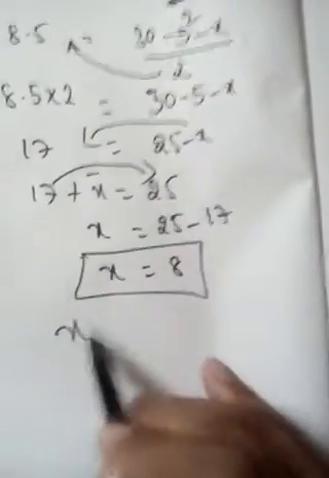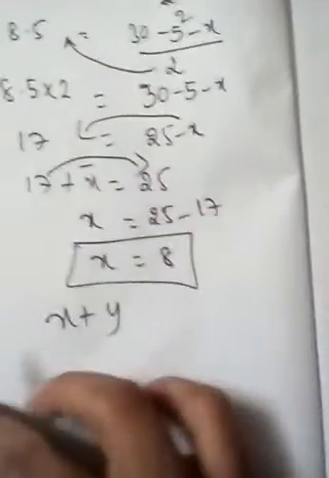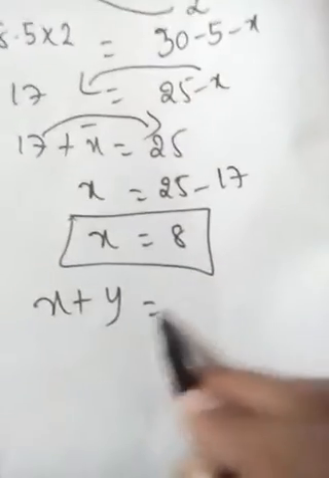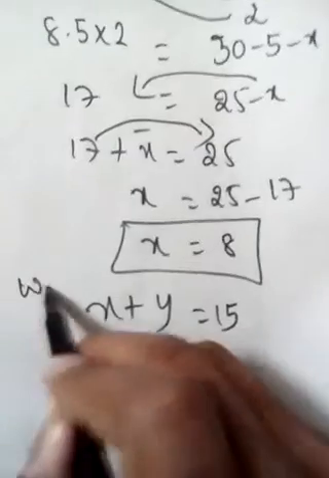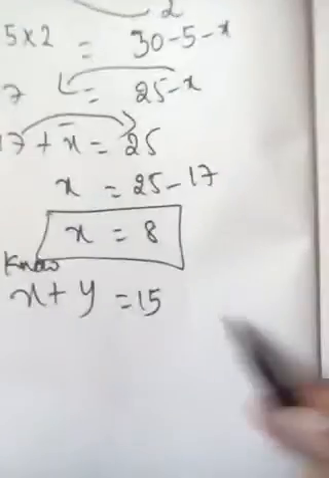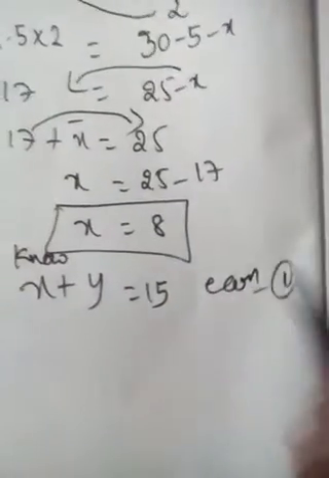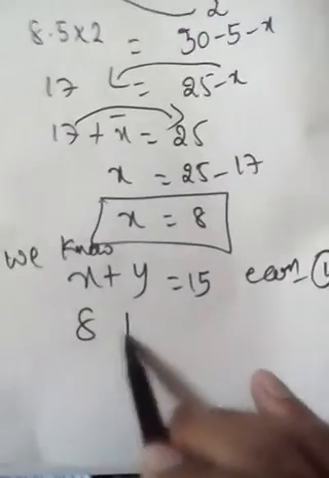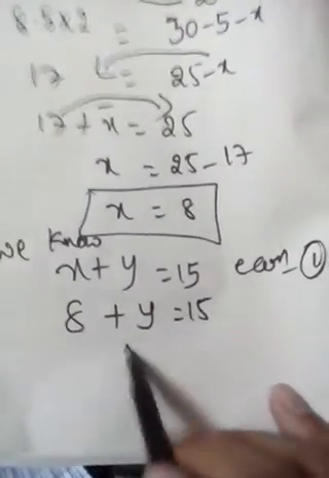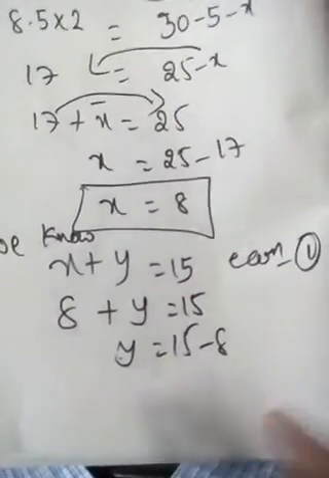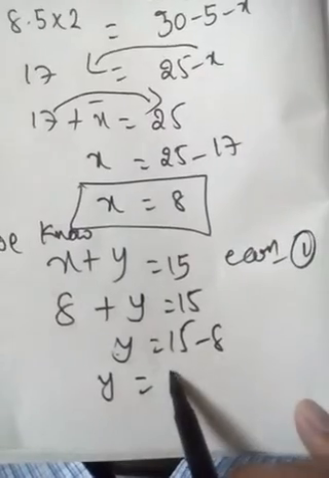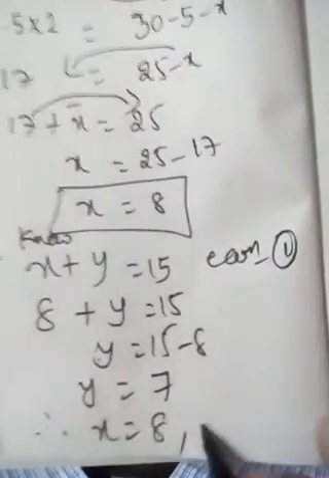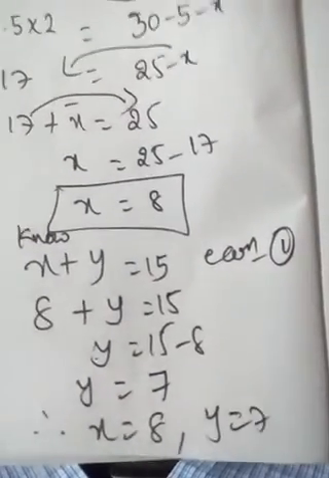We know that x plus y is equal to 15 from equation 1. Substituting the x value here, 8 plus y is equal to 15. So y is equal to 15 minus 8, which is 7. Therefore x is equal to 8 and y is equal to 7. These are the final values.